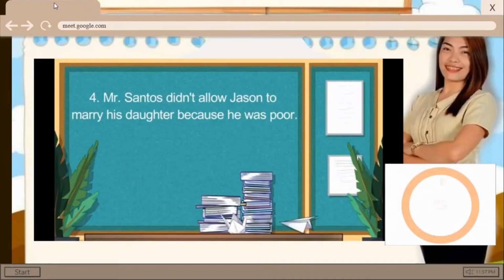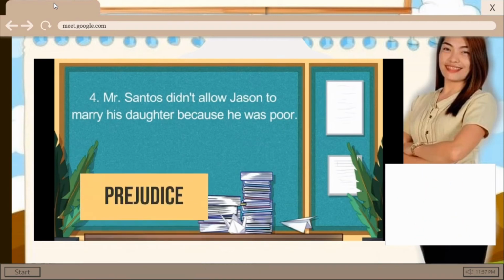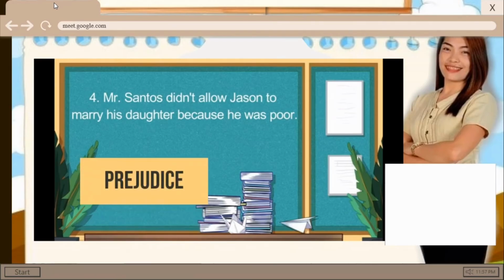Here's our fourth situation. Please read and answer. What's your answer? Yes, this is another example of prejudice. Because of the social status of Jason, Mr. Santos would not let him marry his daughter.